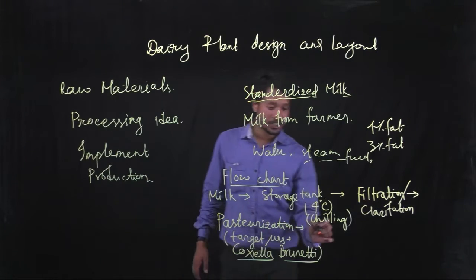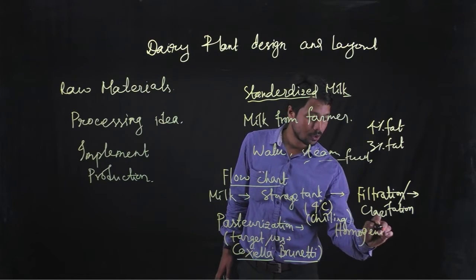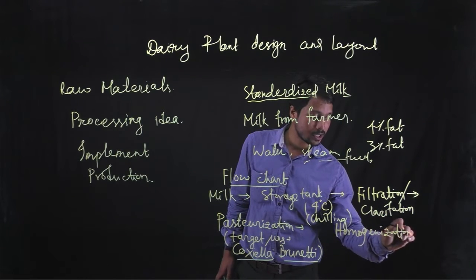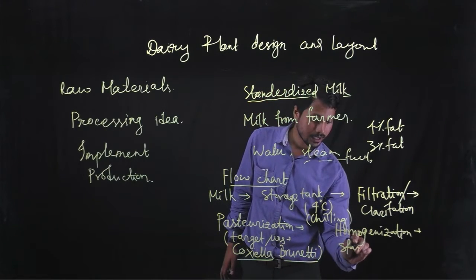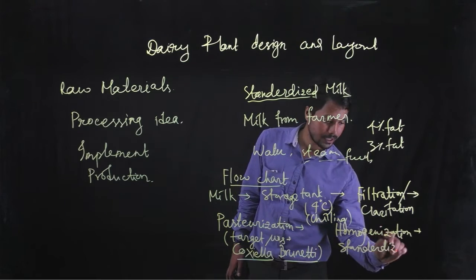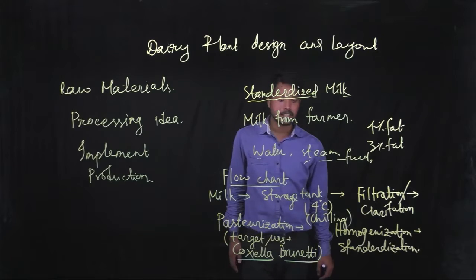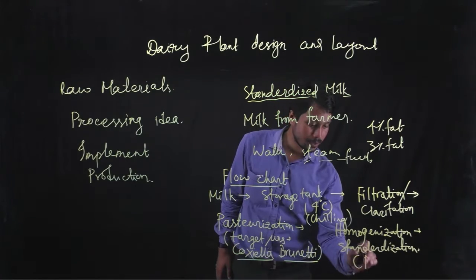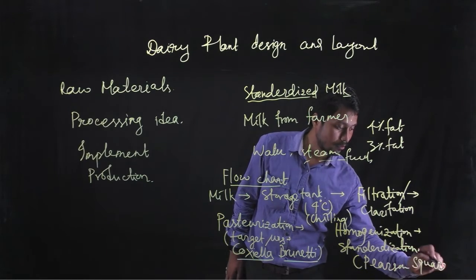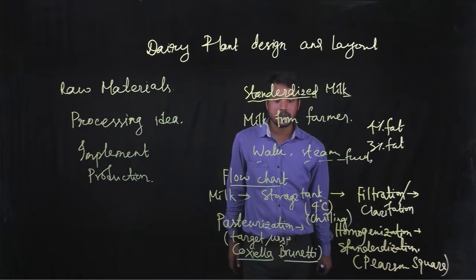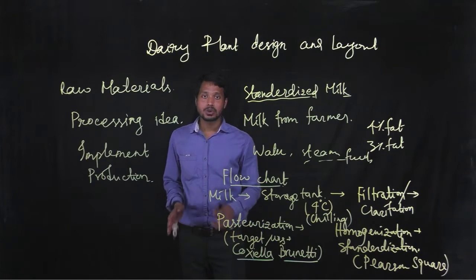And after pasteurization, you go towards homogenization, and after homogenization you can follow the standardization process. This standardization process is done mainly by the Pearson square method.